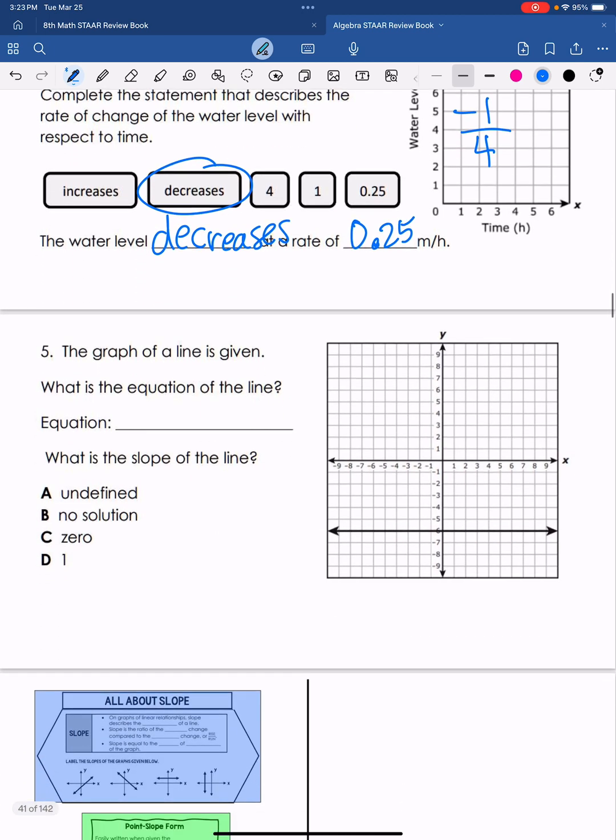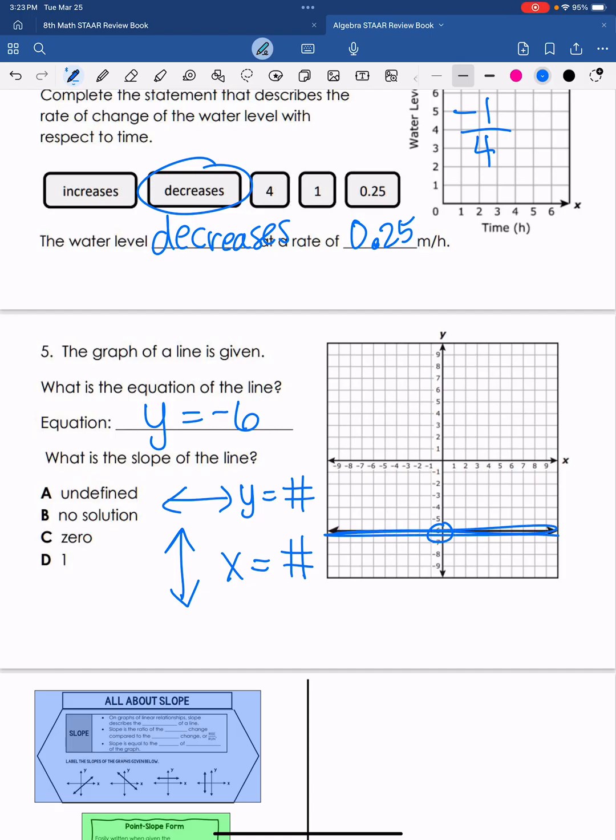Number 5, the graph of a line is given. What is the equation of the line? When we have a horizontal line, the equation is going to be y equals whatever it goes through. When we have a vertical line, that's going to be x equals whatever it goes through. So since it's a horizontal line, it goes through -6. We call this y equals -6. Next, since it's a horizontal line, that means that my slope has to be 0.